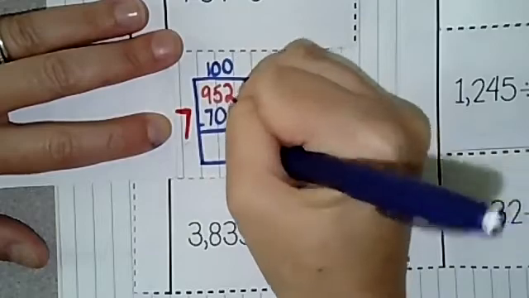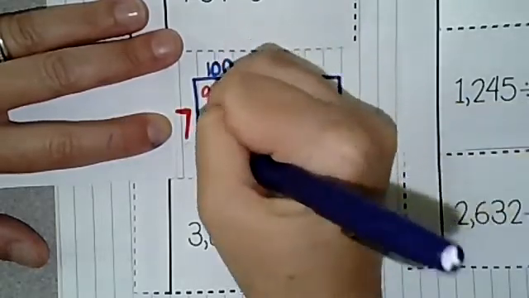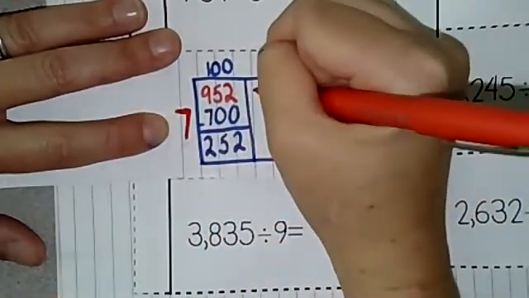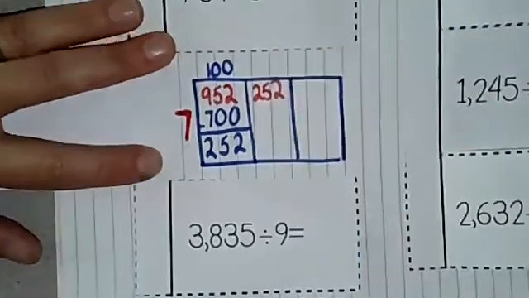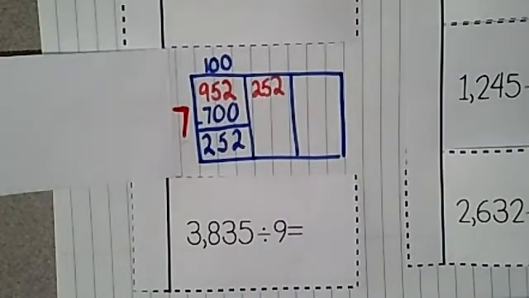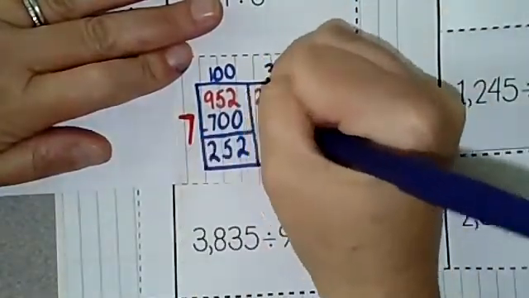2 minus 0 is 2. 5 minus 0 is 5. 9 minus 7 is 2. Remember to move that up to the next line. 2, 5, 2. All right. What number times 7 is going to give us something close to 252? What do you say, Oriana? 30 is correct. Put 30 up here. 30 times 7 is 210.